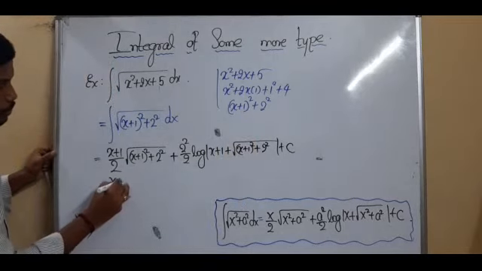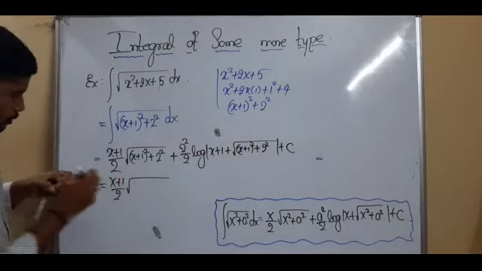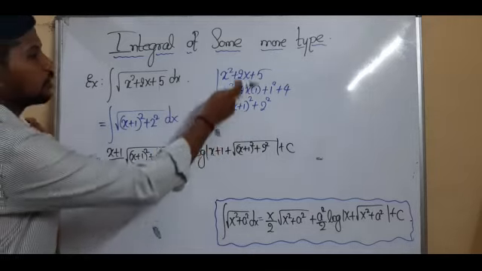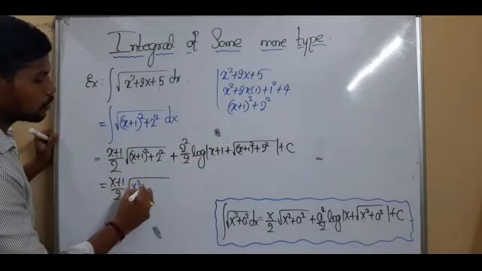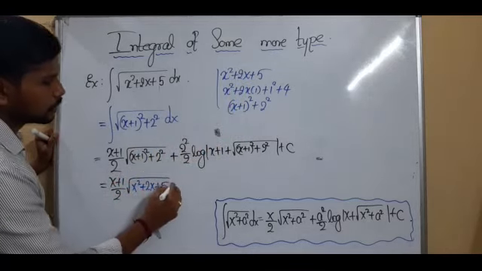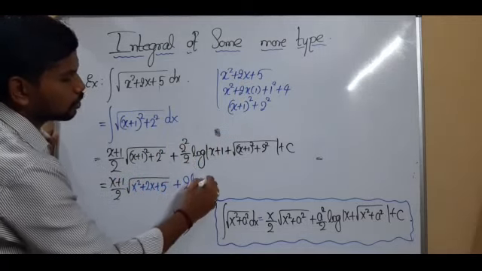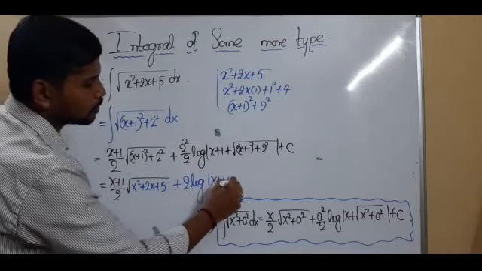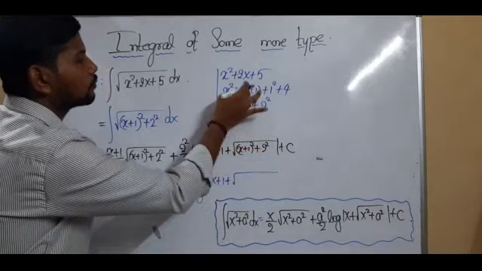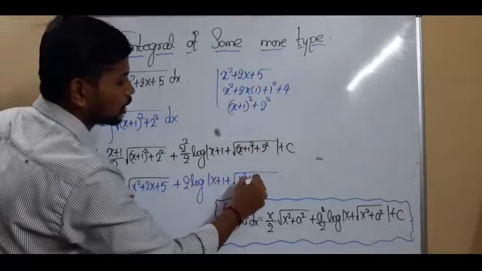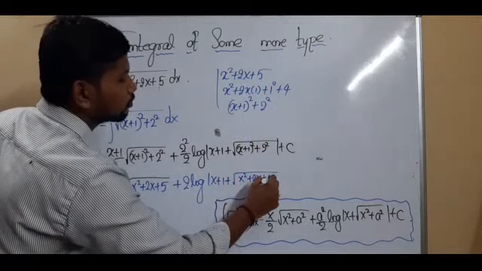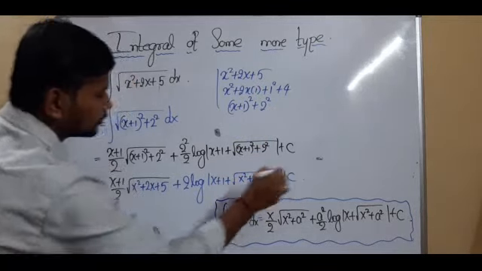If you want, you can write one more step, x by 2 square root of, this is the simplified form, x square plus 2x plus 5. Got it? Plus 2 square will be 4, 4 by 2 will be 2 log of modulus of x plus 1 plus square root of, this simplified form means the quadratic equation, x square plus 2x plus 5. Got it?